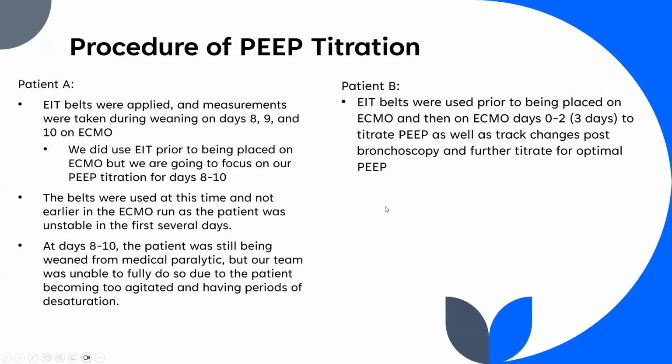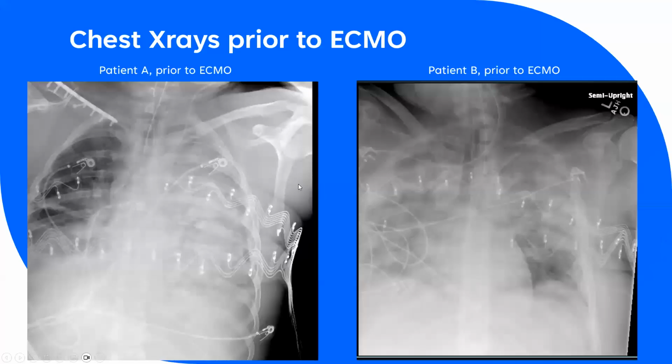As for patient B, the belts were used again prior to being placed on ECMO, and then on ECMO days 0 to 2, so for 3 days, we were able to titrate the PEEP based off of those readings. And then we were also able to use EIT to track changes post-bronchoscopy and further titrate our optimal PEEP with that.